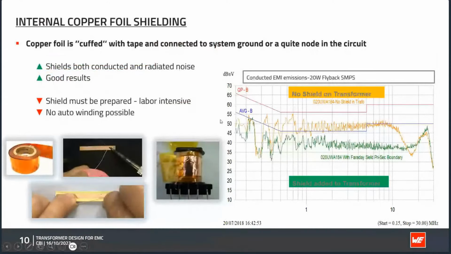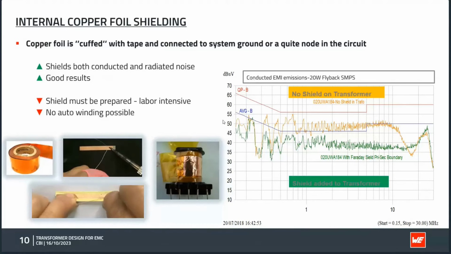Okay, then in the next step, if the EMI behavior of the transformer is still not good enough and we need to further improve it, we can try to insert a shield winding. Here on this slide, we talk about an internal shielding, which means the shield winding is positioned between the primary and the secondary. In this case, it is a copper foil. You see in these pictures how it is manufactured.